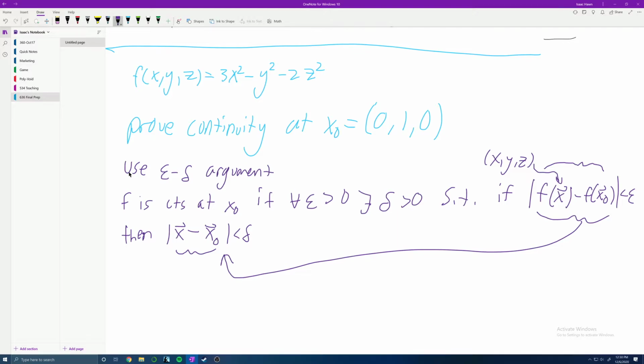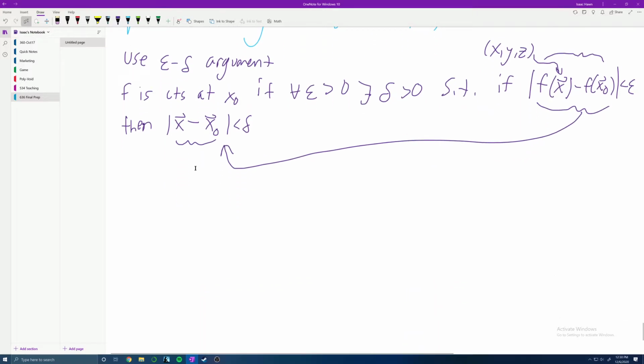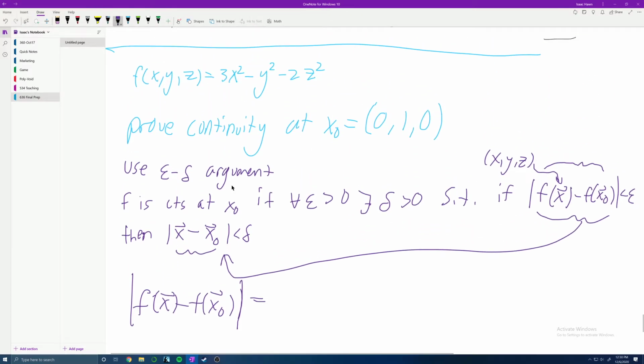So we're going to assume that epsilon is greater than 0 and that f of x minus f of x naught is less than epsilon. And I'm just going to simplify this. I'm going to expand this out. So that's equal to the absolute value of 3x squared minus y squared minus 2z squared. And then we're going to subtract f of x naught here. We're going to plug in that point. I'm not going to fully simplify it though, and you'll see why in a little bit.